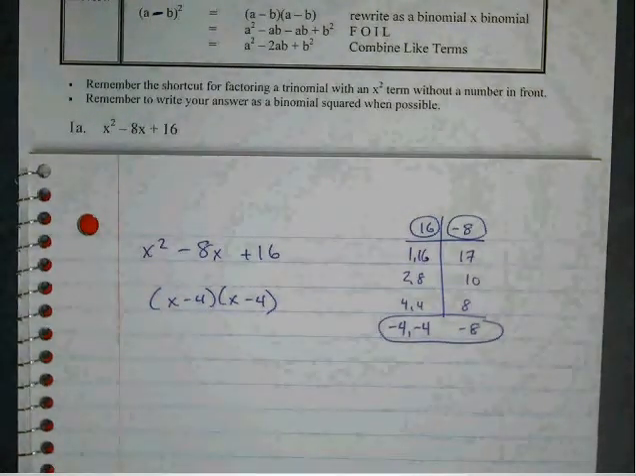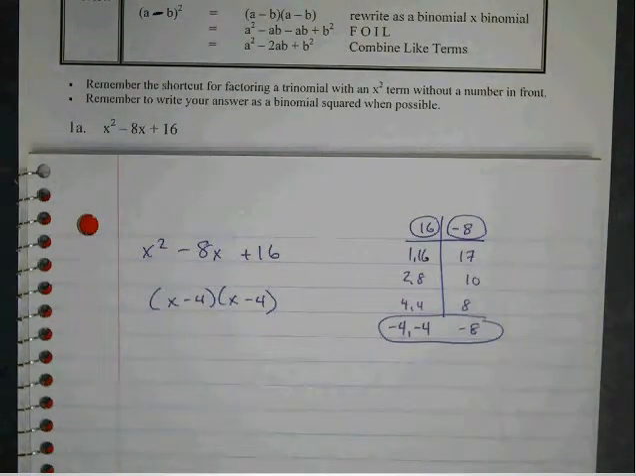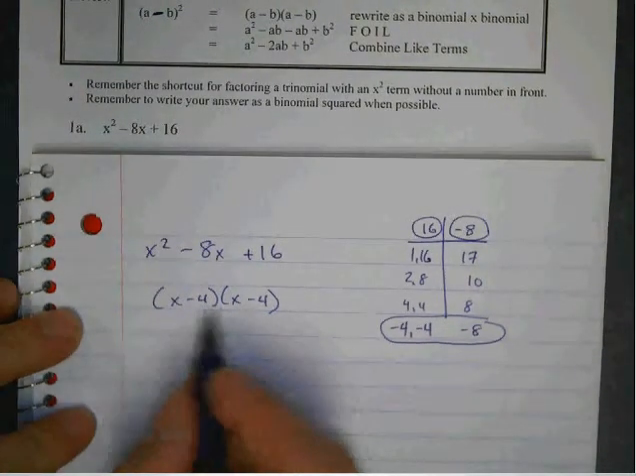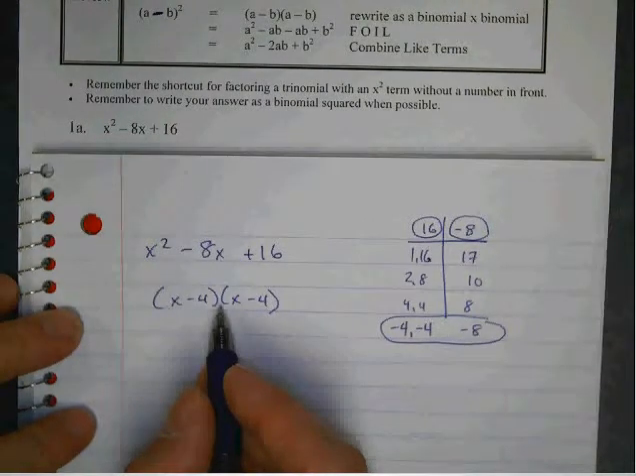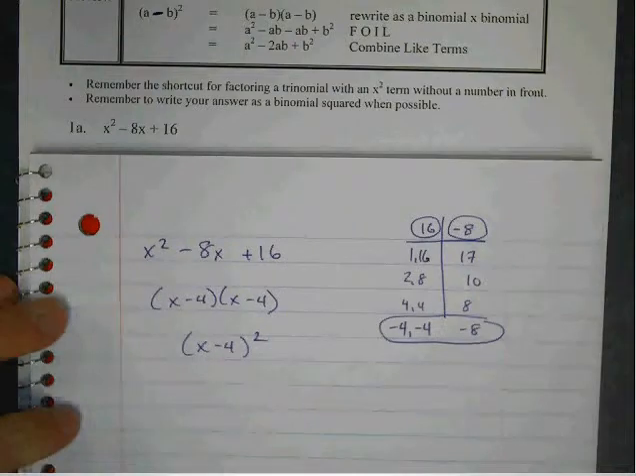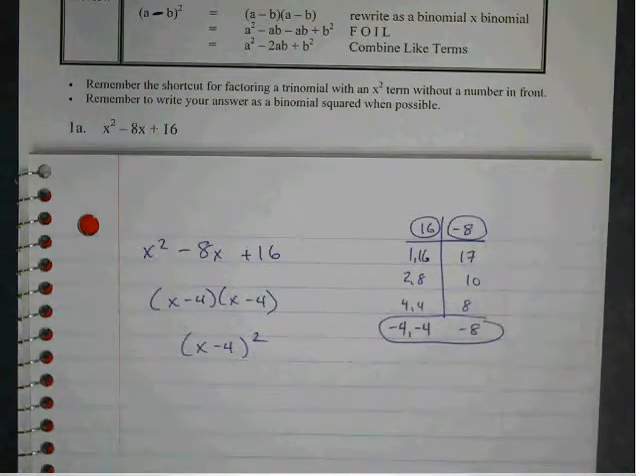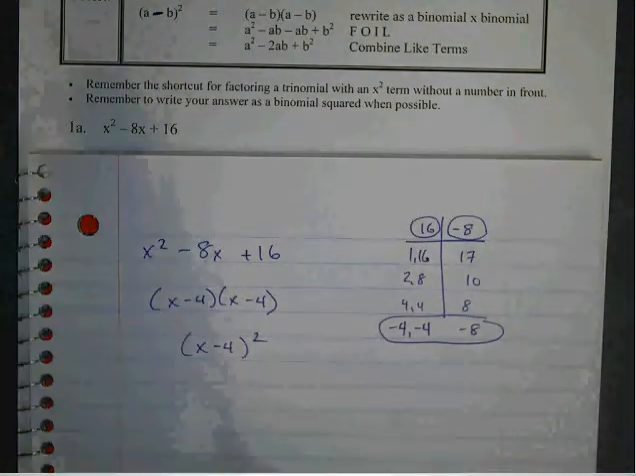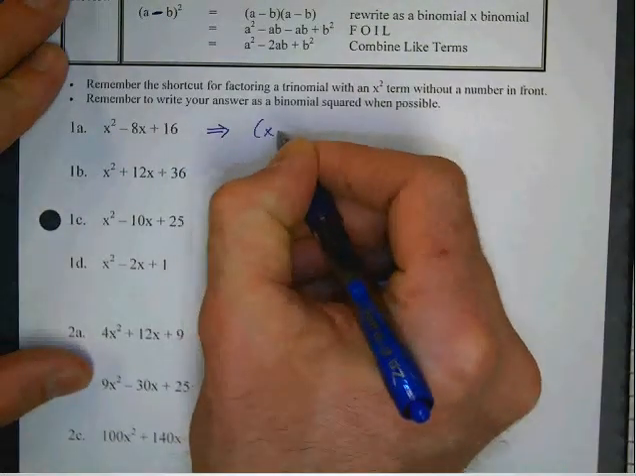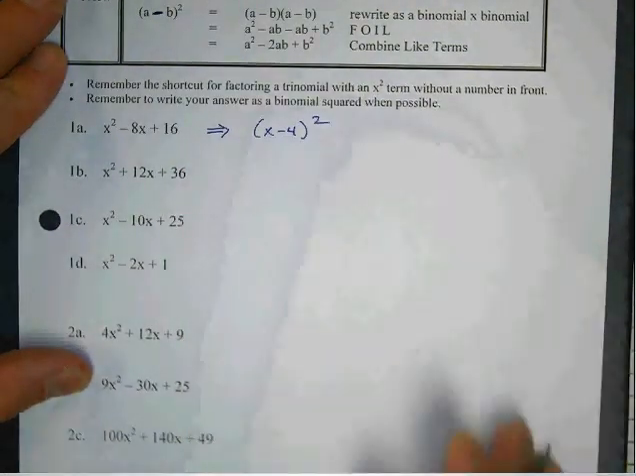Now I want you to be elegant when you write your answers tonight. Elegant means you take that extra step and make it really classy. When we have something that's times itself, how can I make that a little bit classier to write? Yeah, x minus 4 squared. So my answer to number 1A is x minus 4 squared.